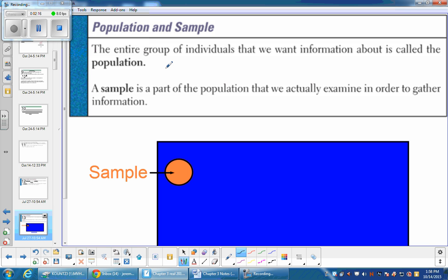So what we're going to do is take a sample, and we have to figure out how we can take a sample that's representative of the whole population. So the population is the entire group of individuals, and a sample is just a part of that population that we use in order to gather information about the whole.